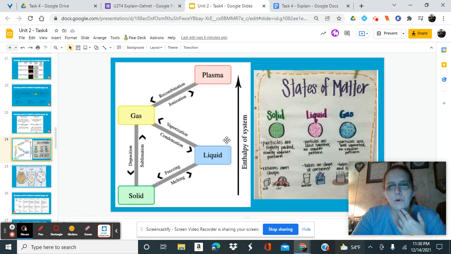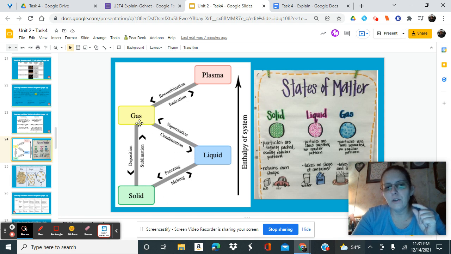This is an example of the systems. Plasma is the fourth state of matter that we don't really talk about, but you will get to that when you get to high school. But we talk about solid, liquid, and gas. And these are all of those little extras: freezing, melting, deposition, sublimation, condensation, vaporization, that we've talked about and that you've heard about in all of those videos that you've been listening to.